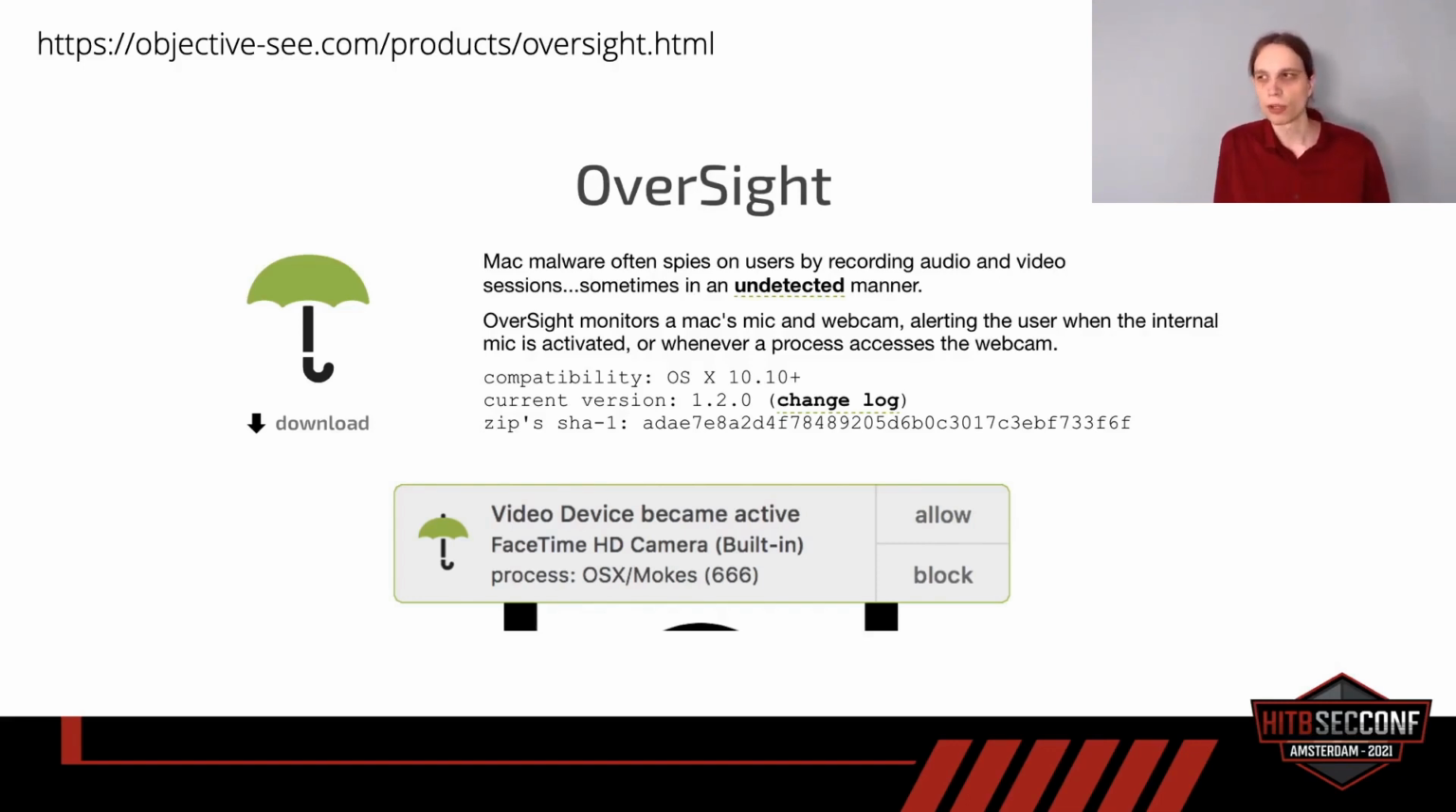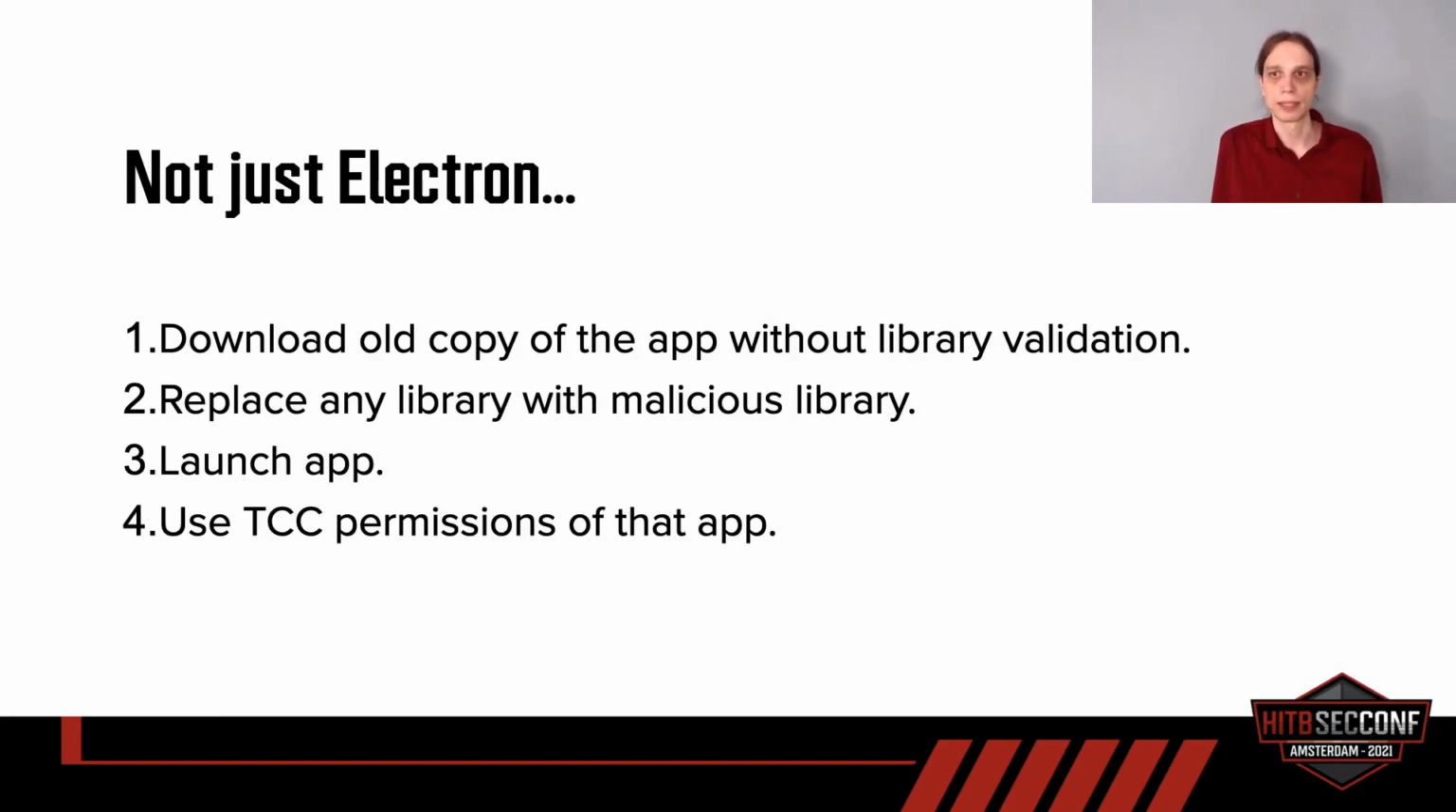And the problem is even broader than just Electron in many applications, because library validation is relatively new. So for many applications, you can find an older copy which doesn't have library validation yet, and you can download that, replace any library, launch that modified application, and then you can use all of the TCC permissions of the application. Even though you're using an older version, it still has the permissions that the application has. This is really a vulnerability that an application itself cannot protect itself from. It's something that is a problem in the design of TCC, and Apple will need to find a solution for this.